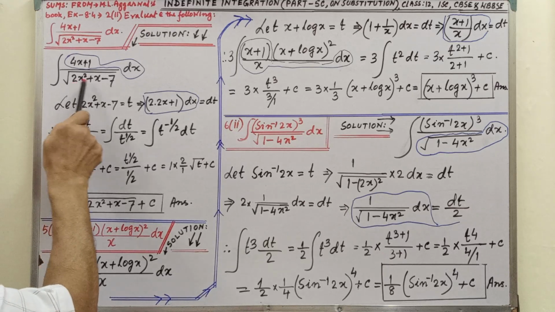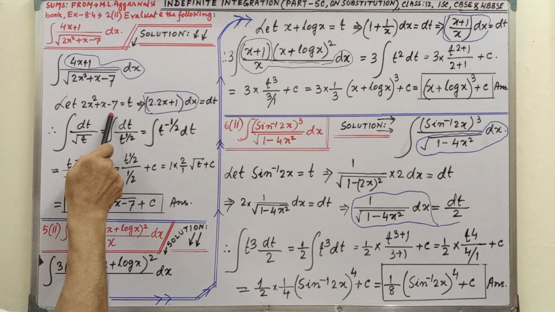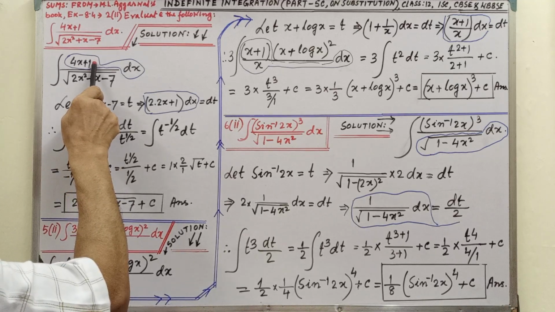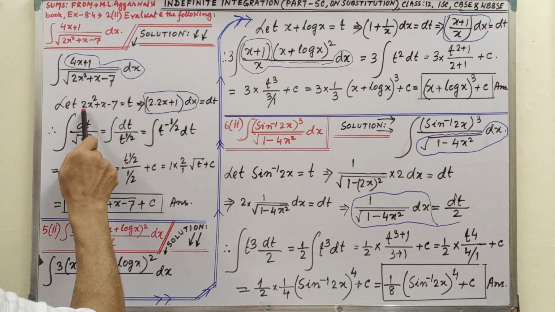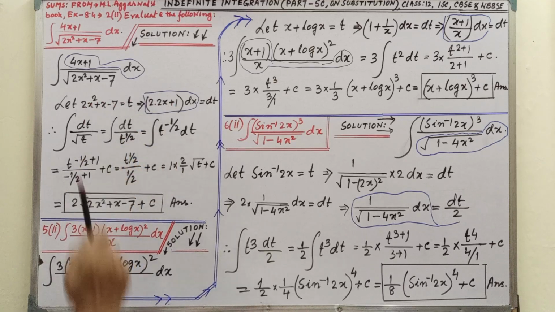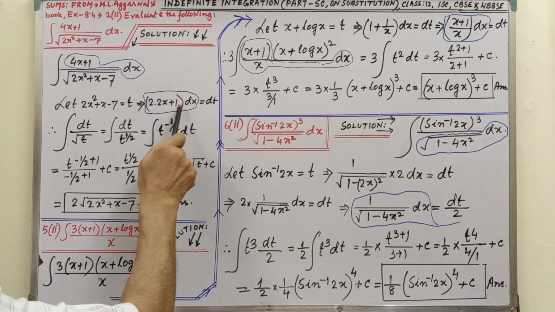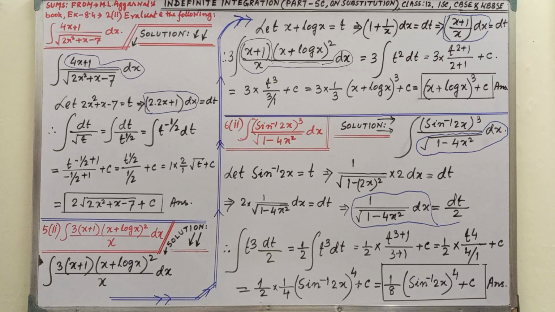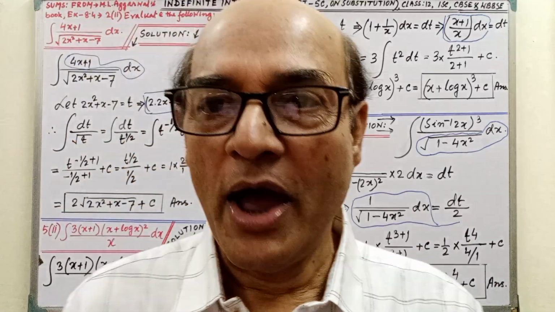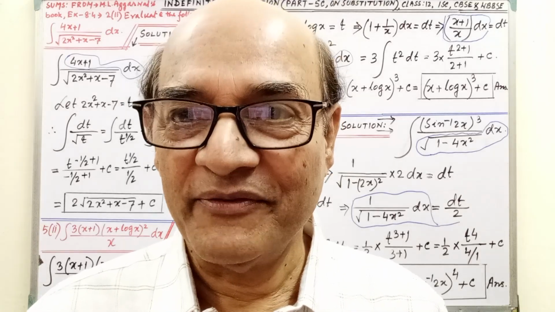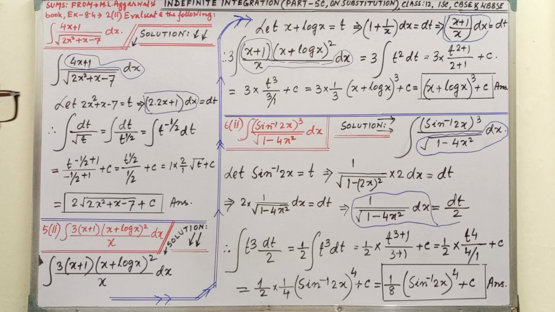Now let 2x square plus x minus 7 be taken, then by differentiating this we are getting the remaining expression, that is differentiation of 2x square, that is 2 into 2x, and differentiation of x, that is 1, and differentiation of 7 is 0. By differentiating we are getting the remaining part, that is dt. So now we have to substitute. Vital thing: by looking at the sum you have to understand clearly which part you have to consider for differentiation, and then you have to proceed.